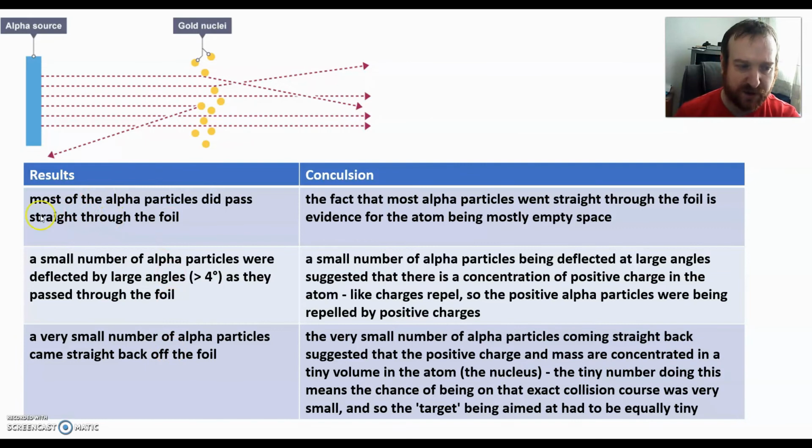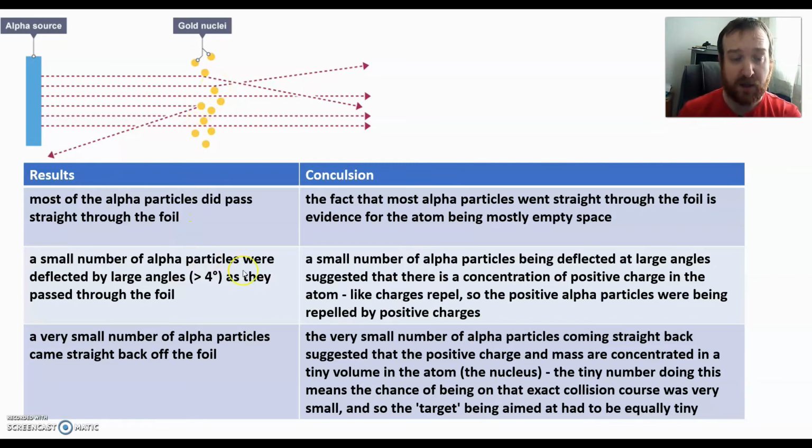Okay, so the results. Most of the alpha particles go straight through. That tells us that most of the foil is empty space. That's the first result and the first conclusion. Most go straight through, most of the atom is empty, most of the atom is nothing. A small number of alpha particles were deflected by large angles, so bigger than 4 degrees. That's when the alpha particle goes close to a nucleus.